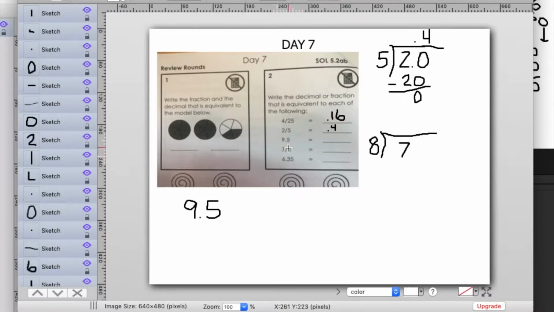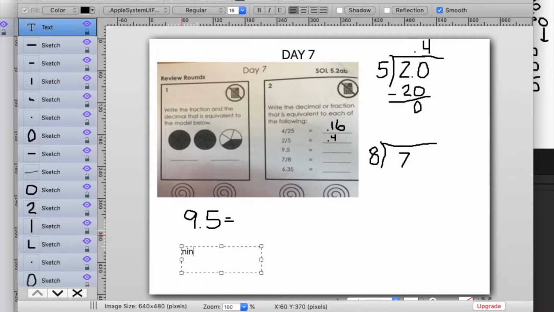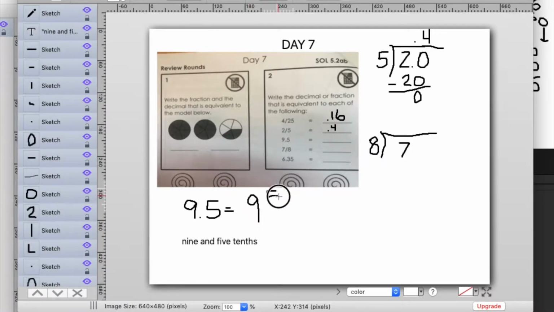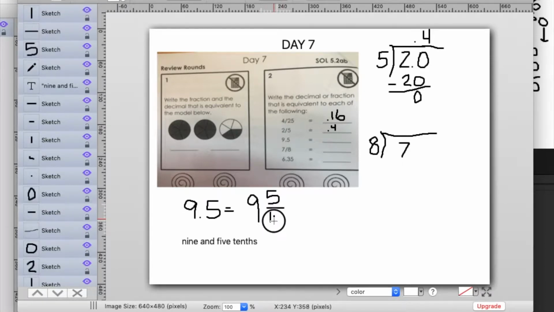Our next one here says 9.5. I've got it down here, 9.5. What is another way that we can read that decimal? 9 and what? 9 and 5/10. How can we write 5/10 as a fraction? We've got 9 as our whole number, 5/10. Now this is writing 9.5 as a fraction.